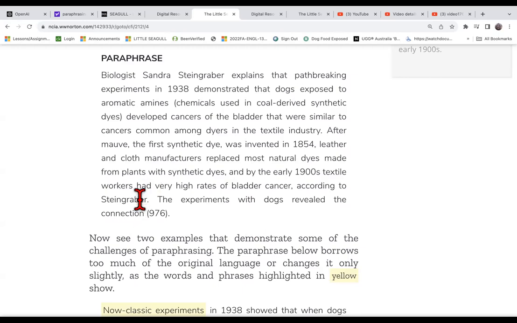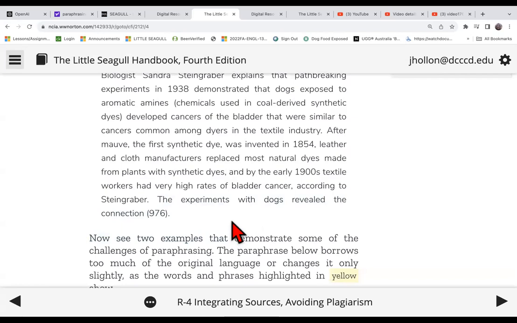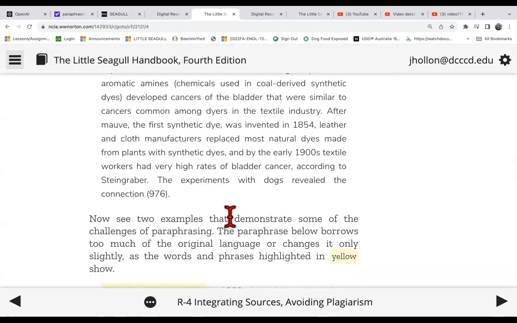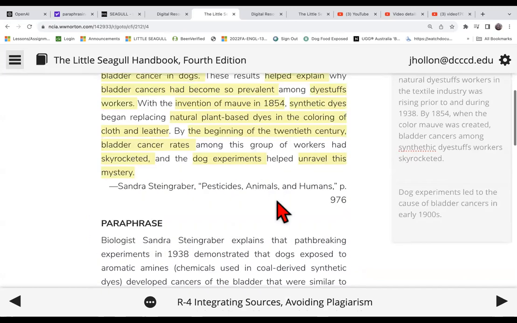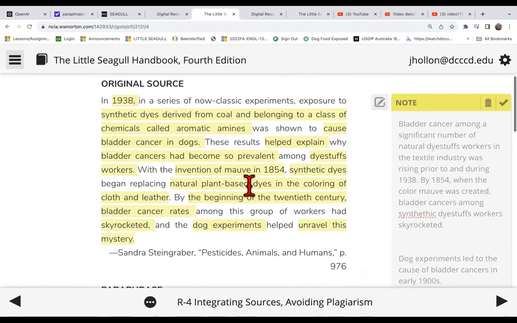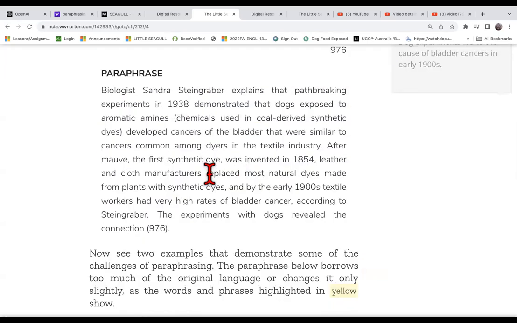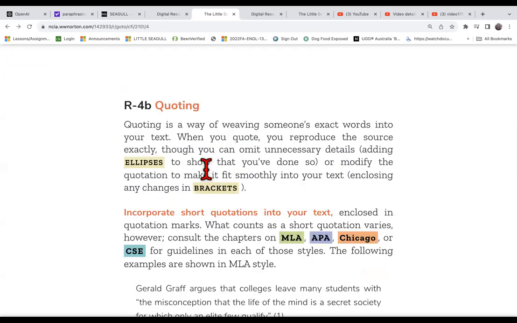And then it mentions the author again. And then, of course, this is very important. The dogs are the ones that showed, or the experiments with dogs revealed what was causing the bladder cancers. So if you look, these two are essentially saying the same.